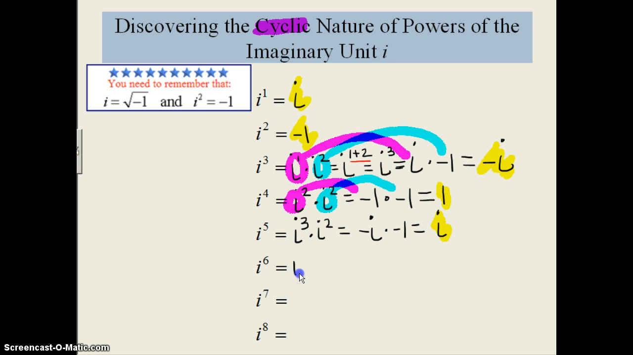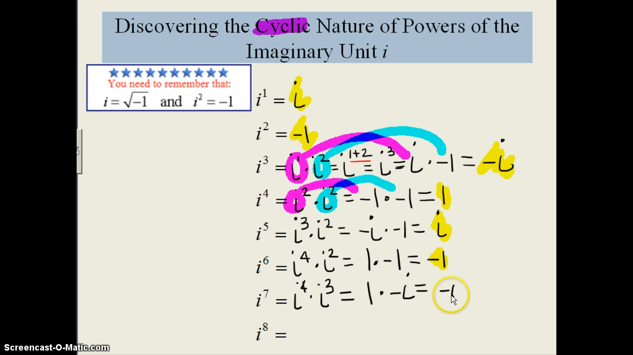i to the sixth can be i to the fourth power times i to the second, because 4 plus 2 is 6. We found that i to the fourth power is 1, and we know that i to the second power is -1, so that equals -1. i to the seventh is i to the fourth power times i to the third, because 4 plus 3 is 7. i to the fourth power is 1. i to the third power is -i. 1 times -i is -i.